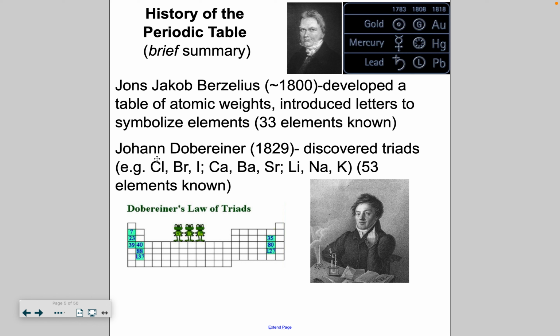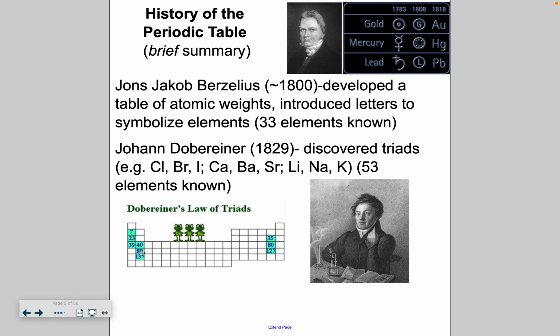Johann Dobereiner, 1829, discovered triads. That's what I mean by triads. Chlorine, bromine, and iodine. That is a triad. All these elements had similar properties. They behaved in similar ways. Here's another triad. Calcium, 88, Ba, that would be barium, and then 137. That can't be strontium, is it? No. What is 137 here?